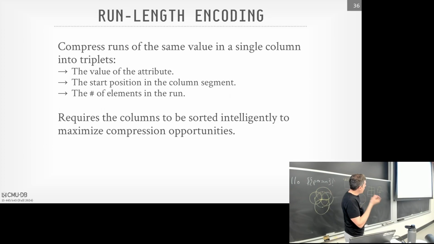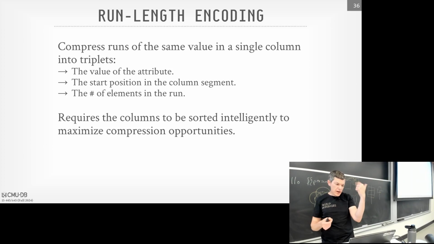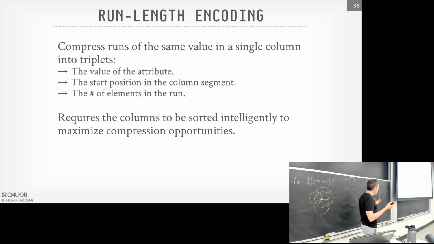So one of the common ones is called run length encoding. And the idea here is that if we see the same value repeated one after another in a column, instead of just repeating that value over and over again, we'll just store the value once, store what offset we are within our column, and then store the number of times that value appears. Right? We basically convert it to a triplet.